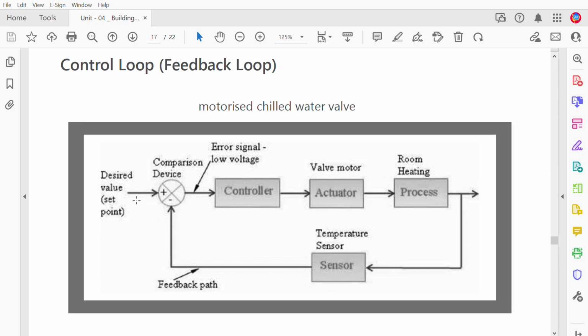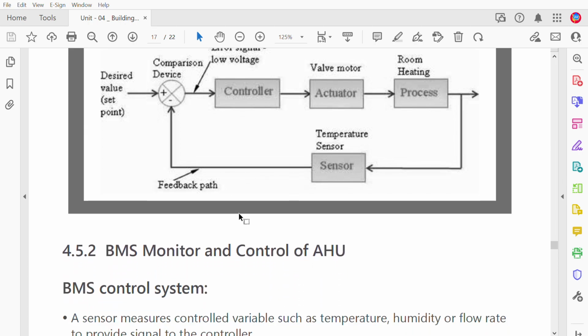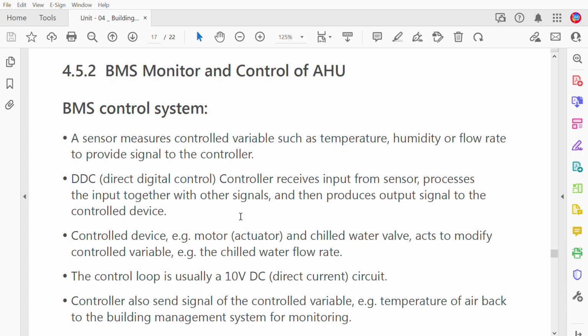There's a desired value. For example, 15 degrees could be the desired value. It goes through a controller. The controller could be a valve receiving some signal. Then you have a valve motor, which is the actuator, how you actuate, and then room heating can be the process, and then back to the sensor again. So this is a path that we have been working on. Now, the BMS controller and control of the AHU.